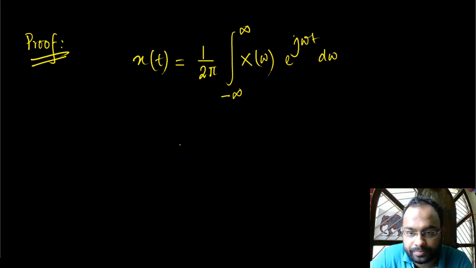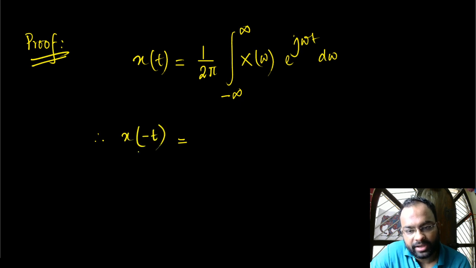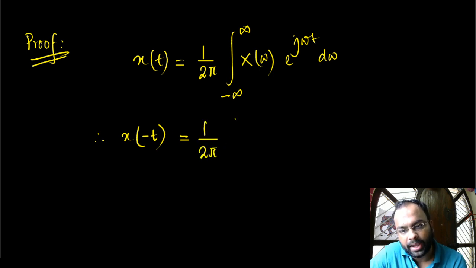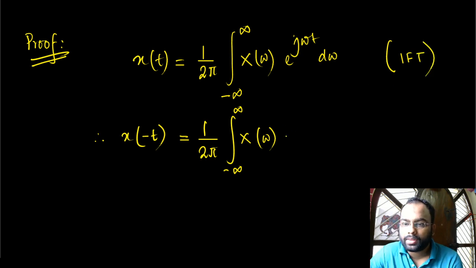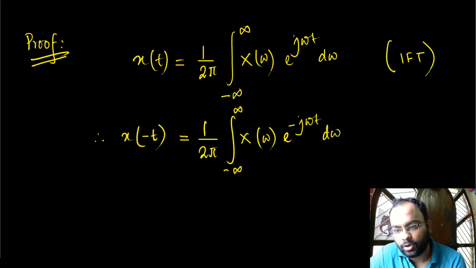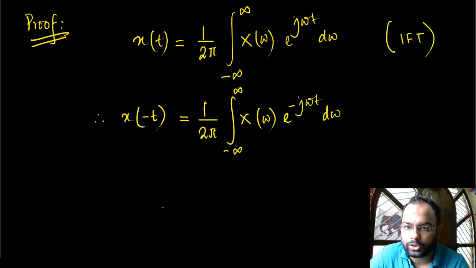With that said, if I put x of minus t, so instead of t I'm replacing t with minus t, what do I get? 1 by 2 pi integration from minus infinity to infinity x of omega, again the expression for the inverse Fourier transform, IFT, and instead of t I'm writing minus t, so e to the power minus j omega t d omega. I don't think there is an issue with that, right?